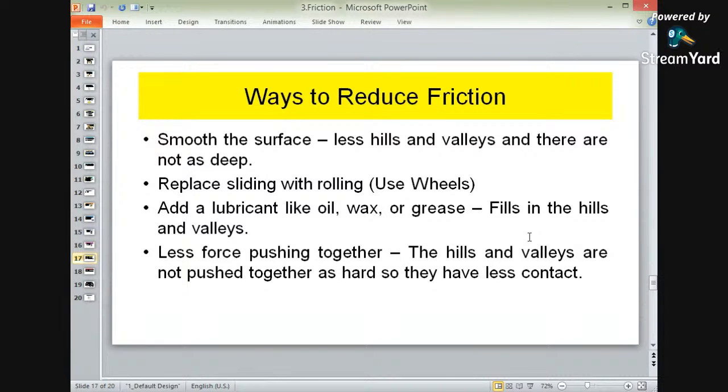The fourth and last point related to how to reduce friction is less force pushing together. The hills and valleys are not pushed together as hard, so they have less contact. When less force is applied, less friction will be created between the hills and valleys. When the force acting on a body is reduced, the friction caused between the two bodies will be reduced.